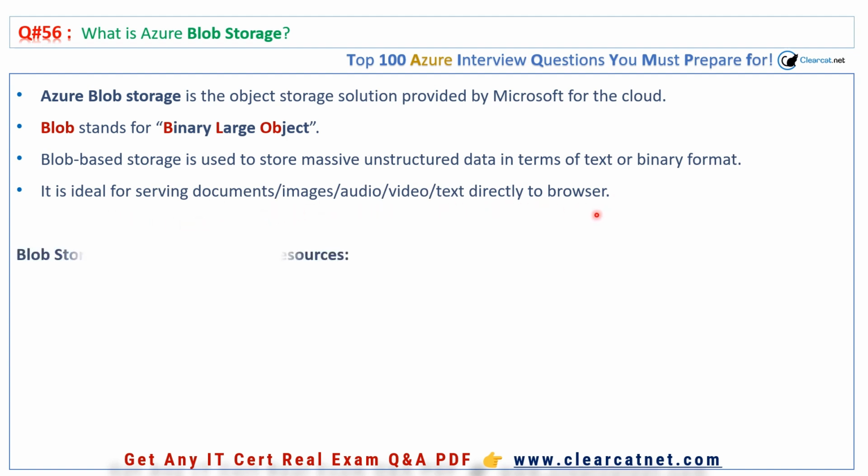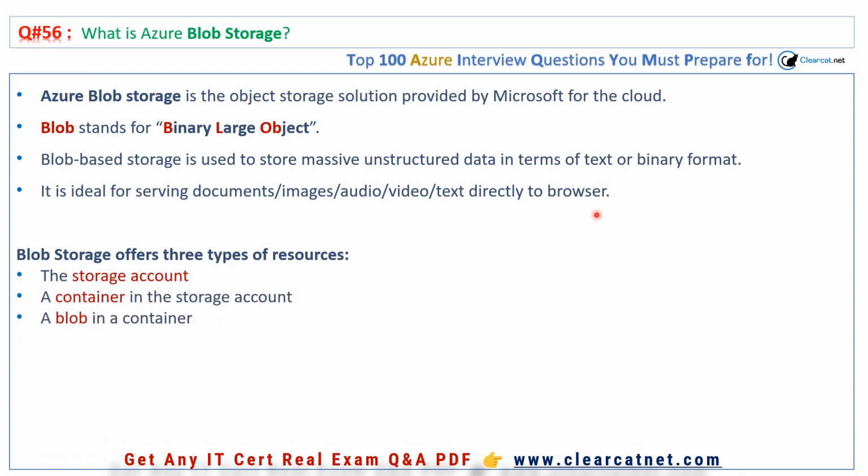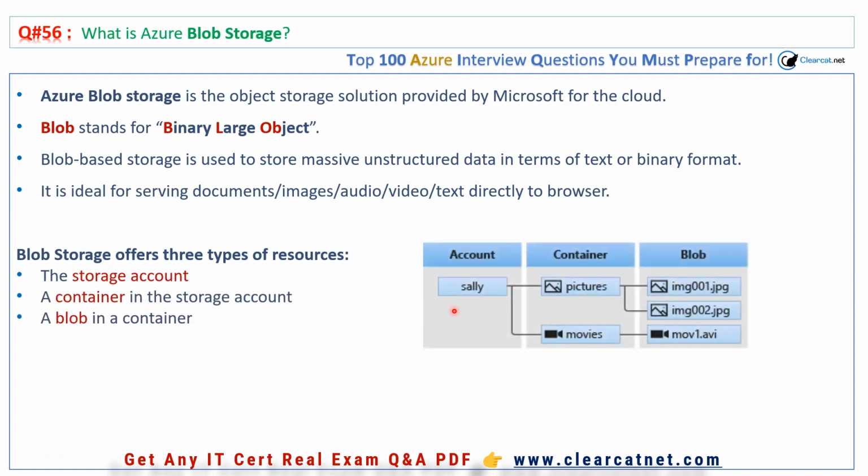If you look at the structure of blob storage, it goes: first the storage account, then the container, then the blob. This means the storage account will contain the containers. For example, if you want to store all images, it could be the pictures container, and for all videos it would be the movies container, and finally the object itself is the blob in the container.